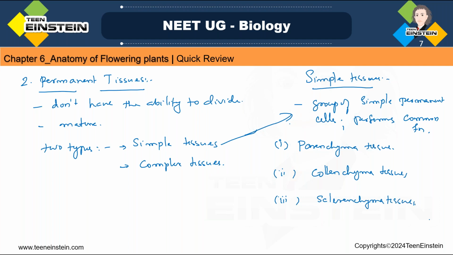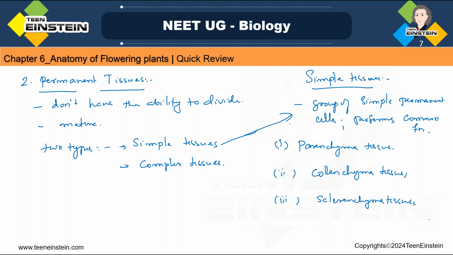Okay, so simple permanent tissues are a group of cells which are performing a common function. Simple permanent tissue means they have a group of permanent cells, which means they are not in a stage of division, and they are performing a common function. And these simple permanent tissues are divided into three types: parenchyma tissues, collenchyma tissues, and sclerenchyma tissues.